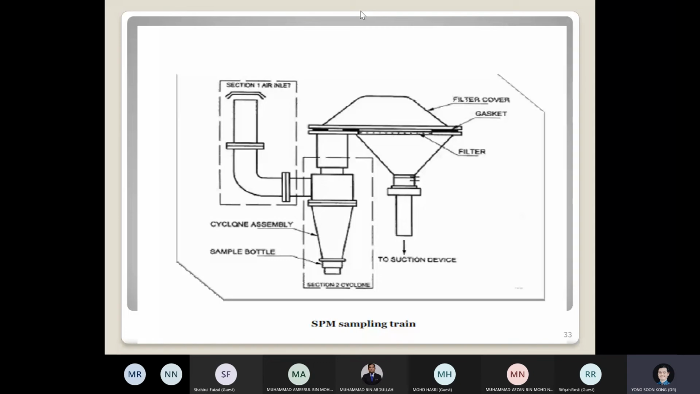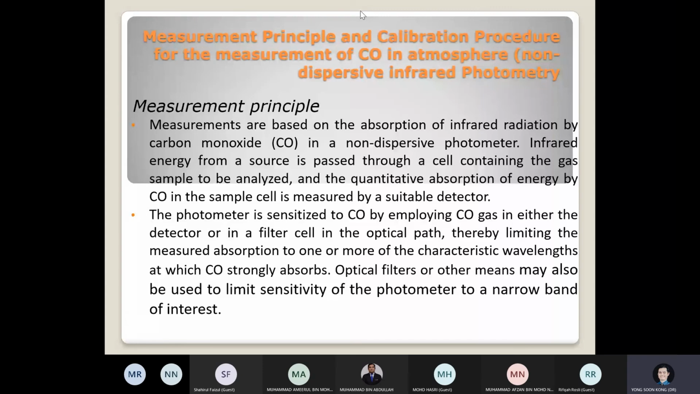At the last slide, I believe, of this lecture slide, I will show you. So moving on, carbon monoxide and even carbon dioxide also.